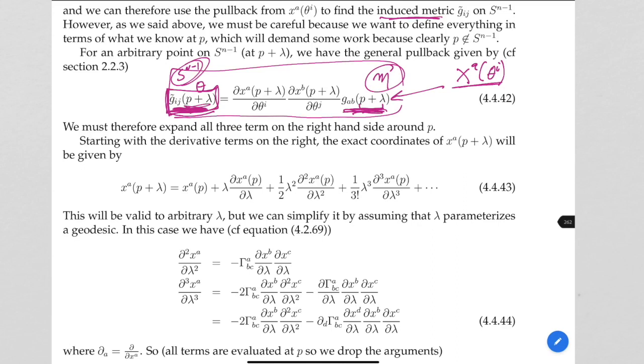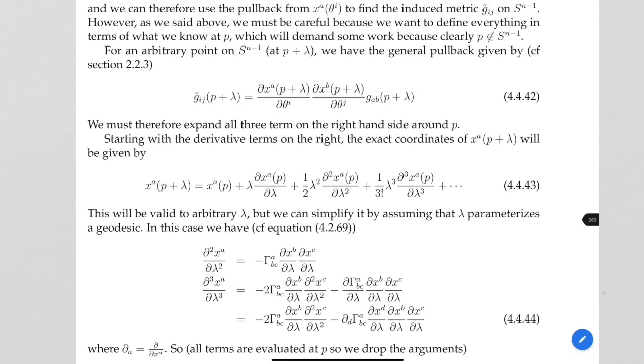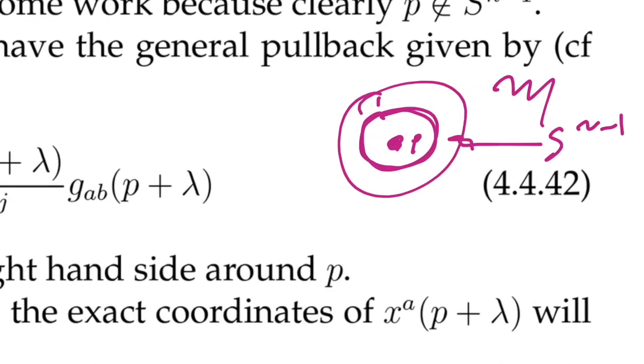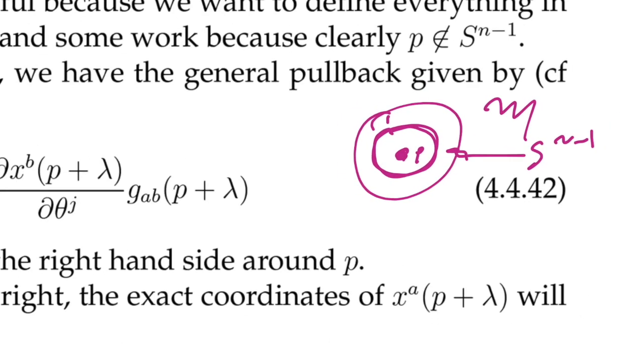And the problem that they're emphasizing in the next line of their work is that they write down, we must be careful because we want to define everything in terms of what we know at P, which will demand some work because P is not even in S^(n-1). Of course, what they're saying is that the manifold M has a point P in it, and the manifold S^(n-1) is embedded in M, and it's around P, right? But we want to take all of the mathematical objects involved in this problem, knowing their values only at P, and solve this problem just using those values.